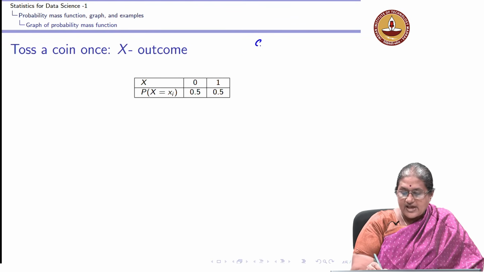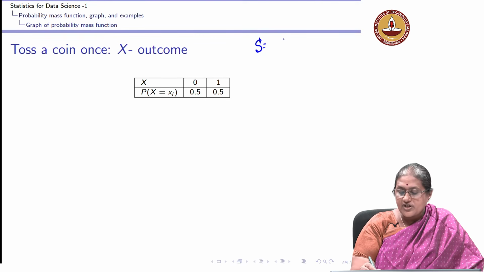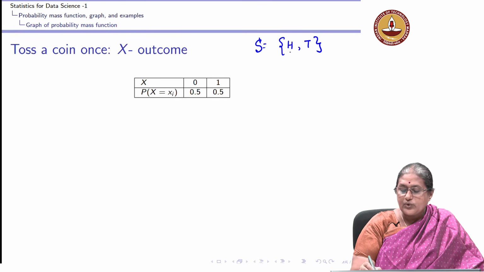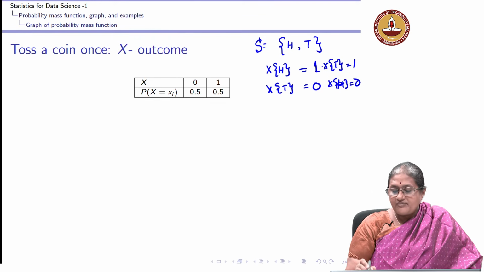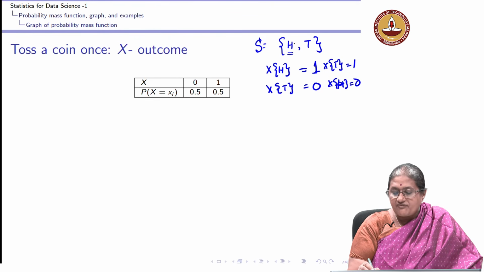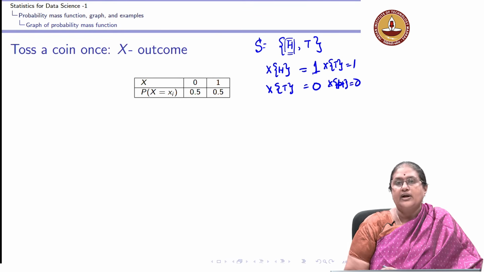Now, again, what is the sample space for my experiment? When I am tossing a coin once, I can get a head or a tail. Now, again, if I want to just note the outcomes, I want to associate a value to these outcomes. There are two ways I can do this mapping. Either I can map head to 1, tail to 0, or I can map a tail to 1 and head to 0. So, you can see that a random variable just maps the value of an outcome to a number.